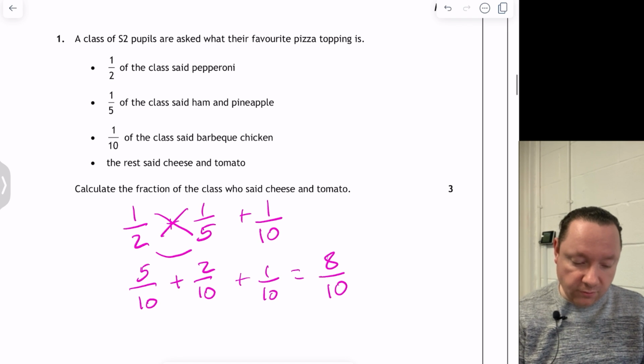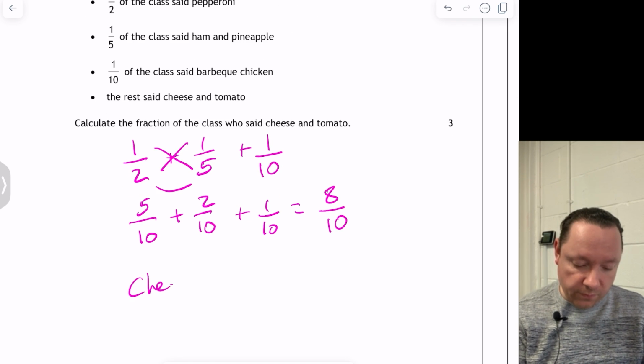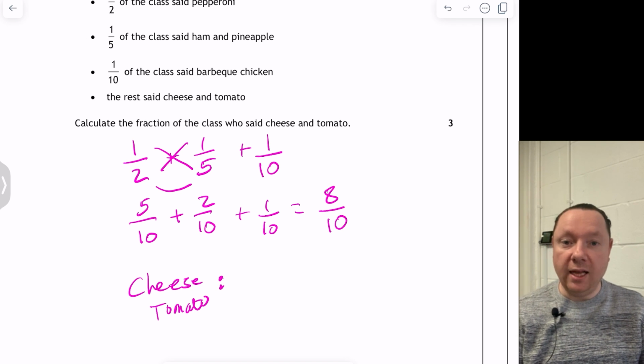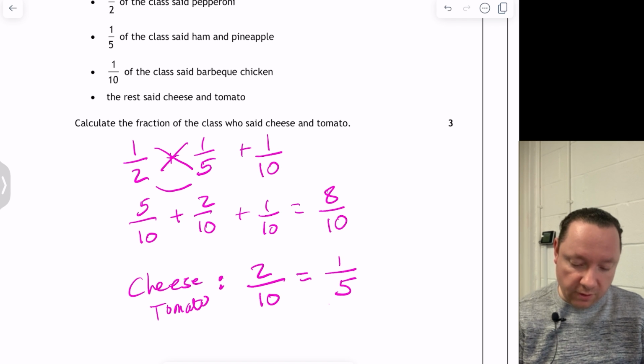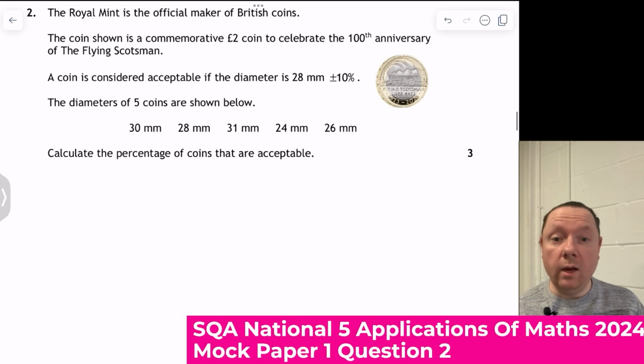So that leaves 2 for cheese and tomato. Now you can simplify at the end, or now. I'm going to simplify at the end. I've got 8 tenths, so 10 minus 8 makes 2 left over, 2 out of 10, which I simplify by dividing by 2 to 1 out of 5. Always simplify fractions if you can. And we're done there.